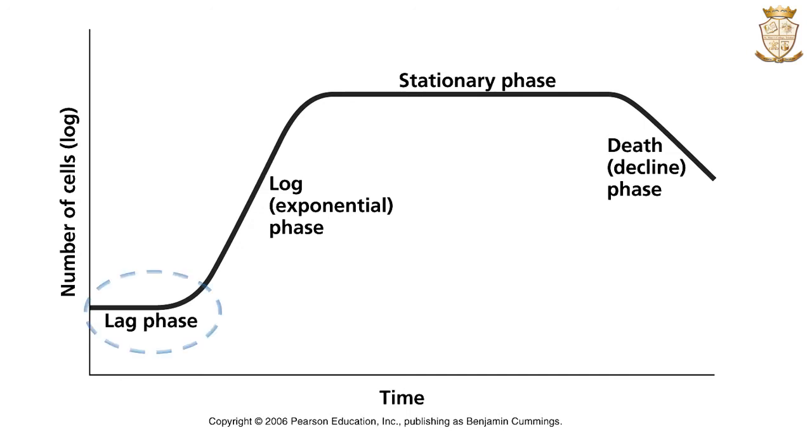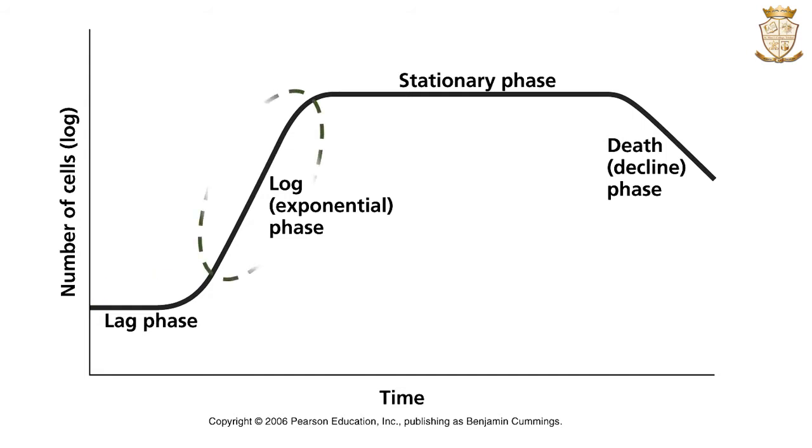In the first phase, called the lag phase, the population remains at the same number as during this phase the bacteria are becoming accustomed to their new environment. During this phase, metabolic activity is taking place in the bacterial cells, and some repair and the production of new materials within the cells are taking place. So this is the lag phase.